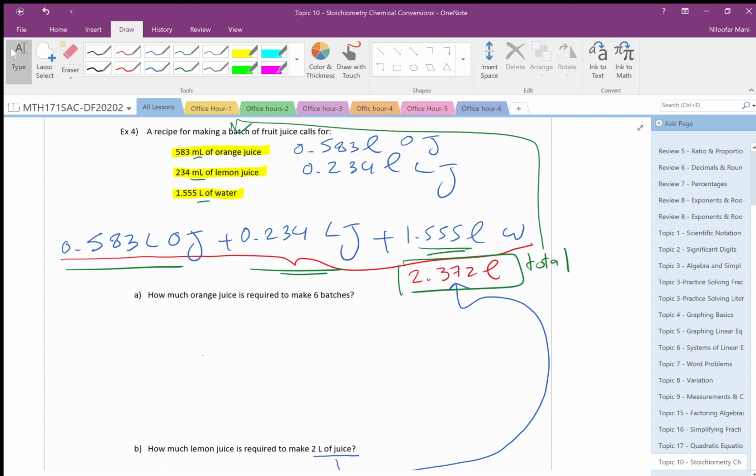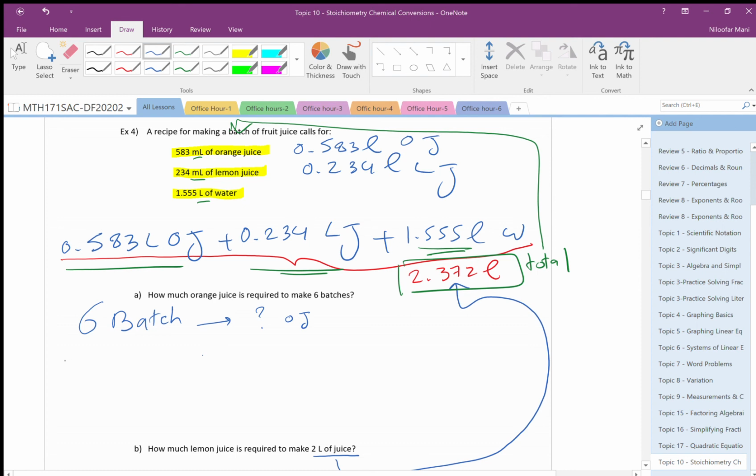So here, how much orange juice is required to make 6 batches? I want to make 6 batches and I want to know how much orange juice. So now I want to go from 6 batch to how much orange juice. Maybe not number, I just do how much. So I use just a question mark.